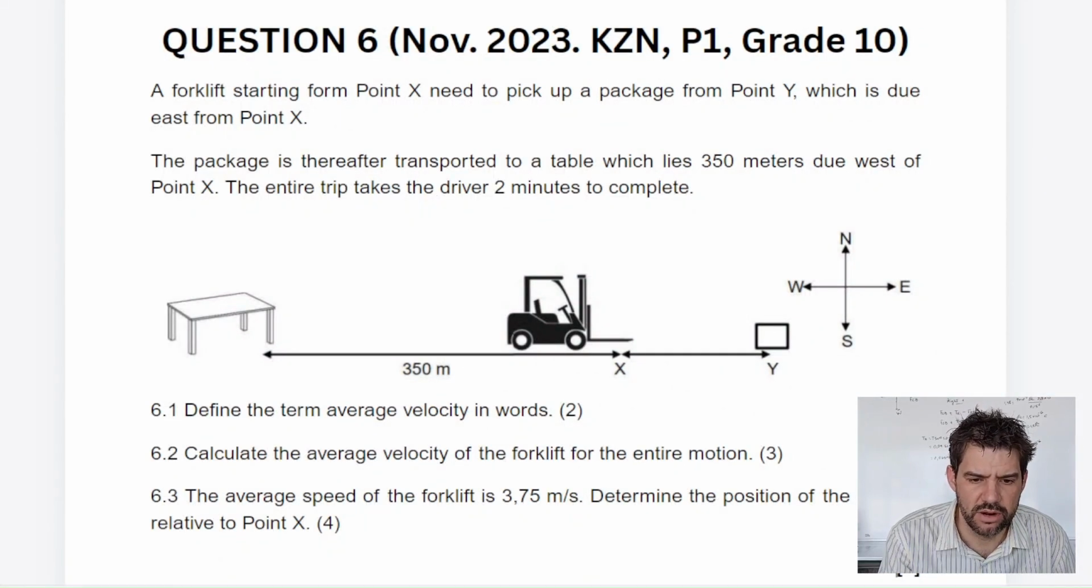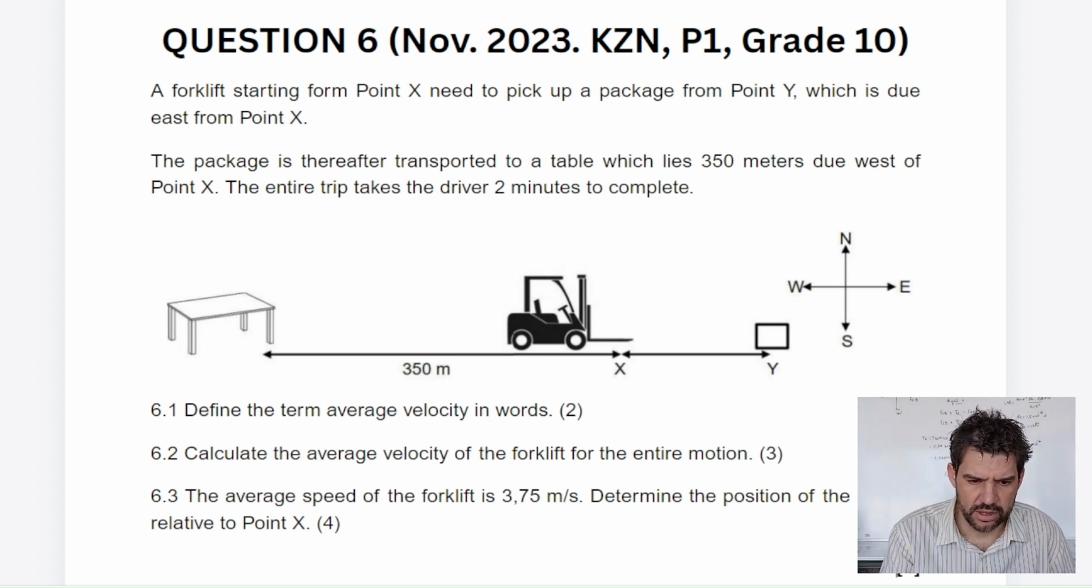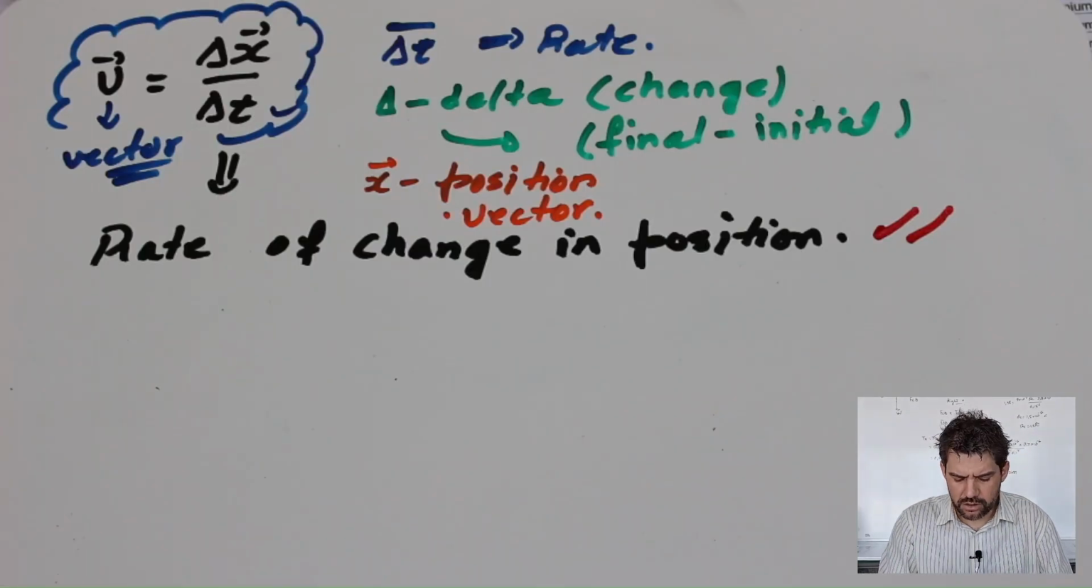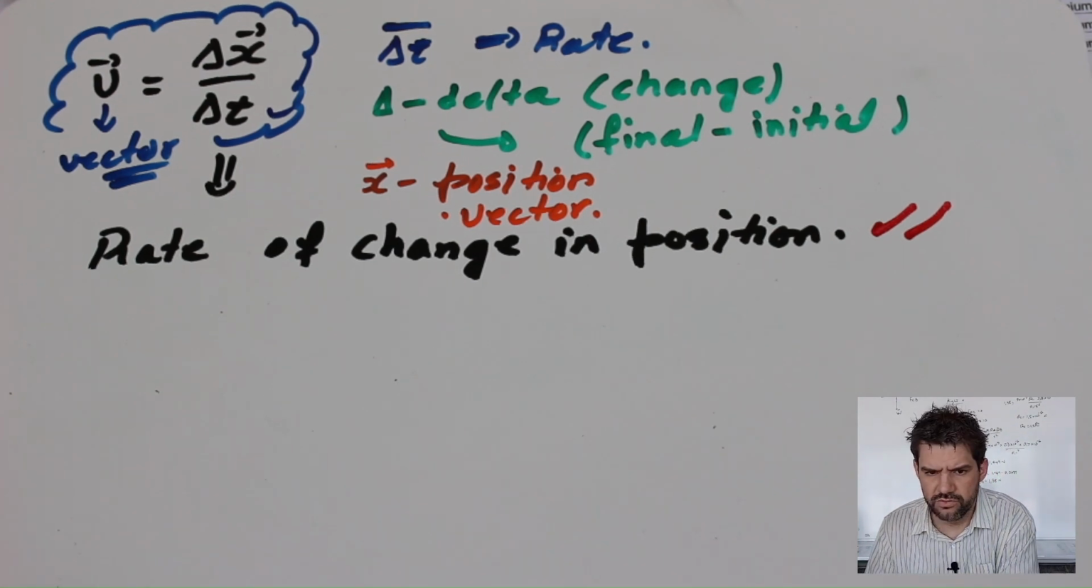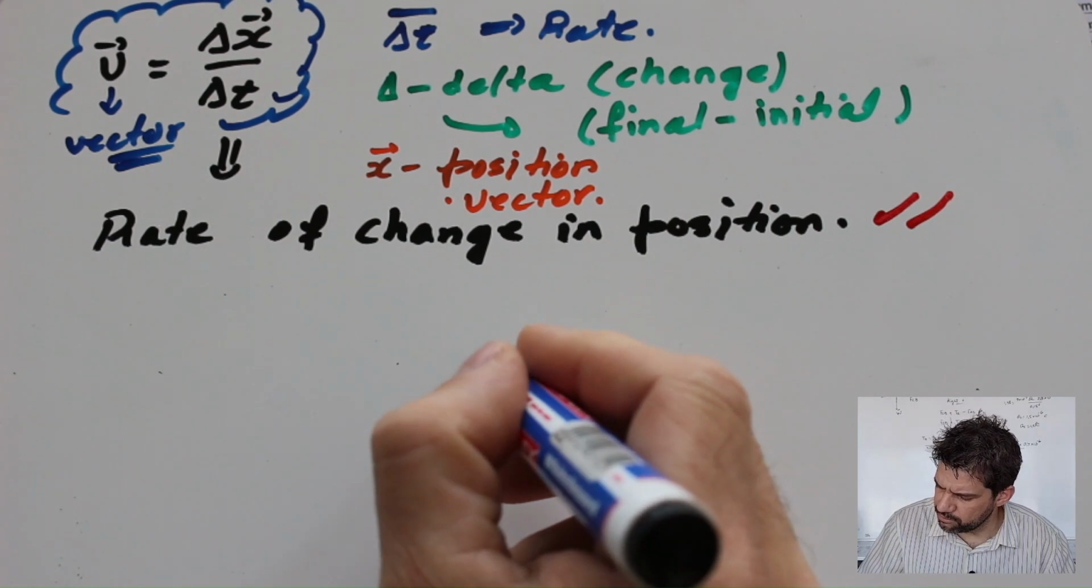The question says calculate the average velocity of the forklift for the entire motion. Now, we just look at the definition. Let's have a look here before we even move on in the question. Let's just look at something, right? So I'm going to move this slightly up. There we go. So now here we have point X.